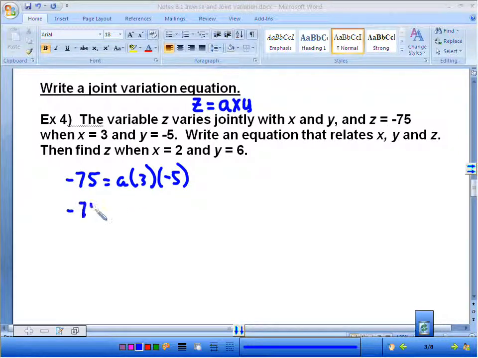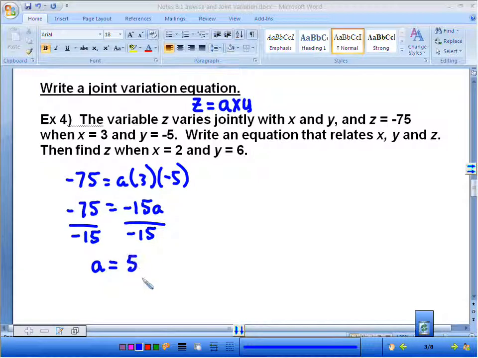This is -75 equals -15a. Divide by -15. And so we have a equals 5. Write the equation again. Z equals 5 times x times y.